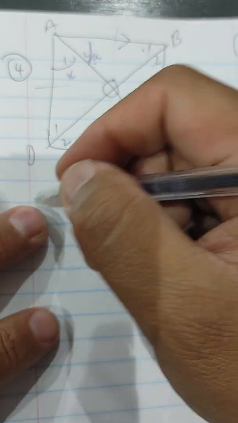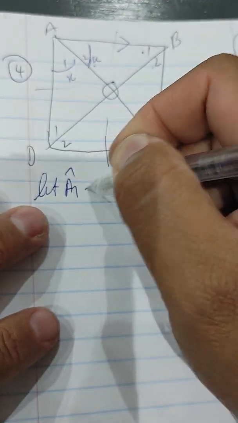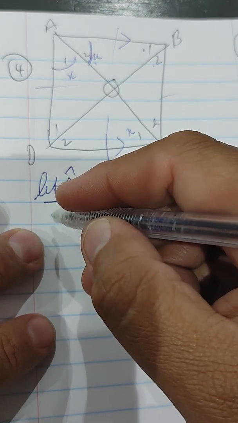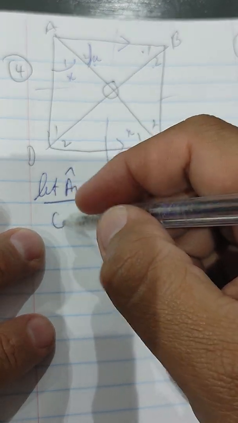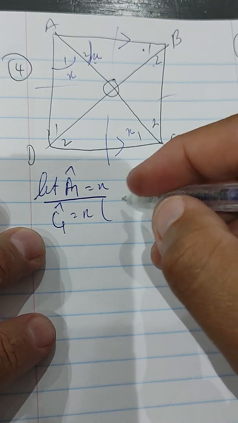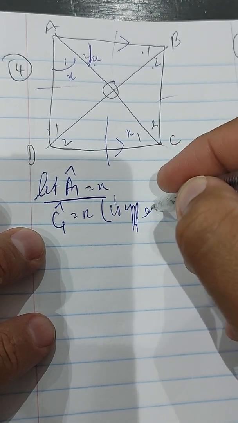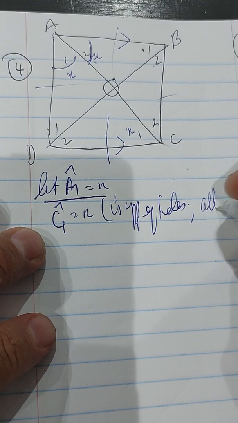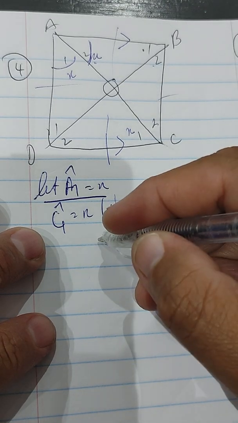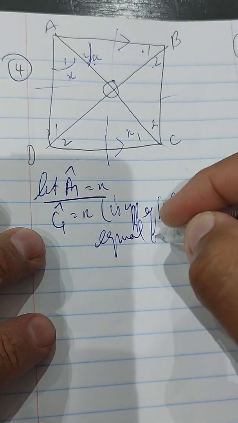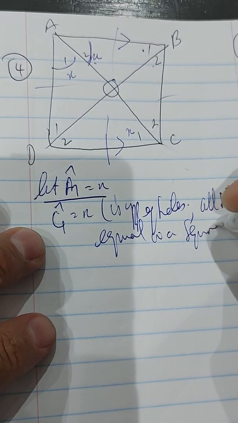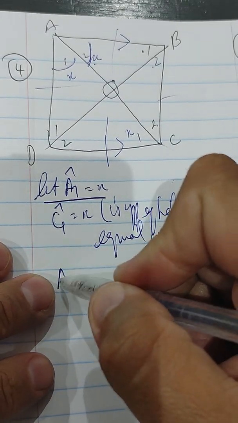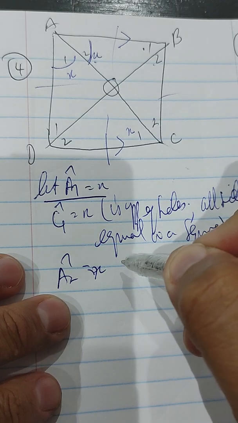So we're going to say, firstly, let A1 equal x. If A1 is equal to x, then angle C1 is equal to x. Why? Angles opposite equal sides, and the fact that all sides are equal in a square.